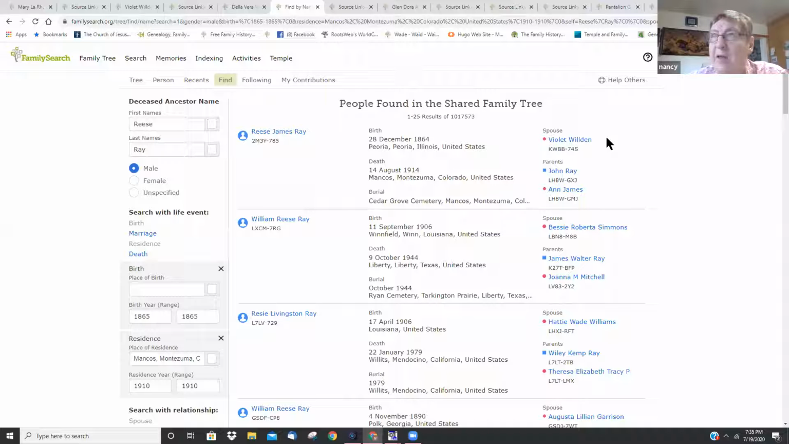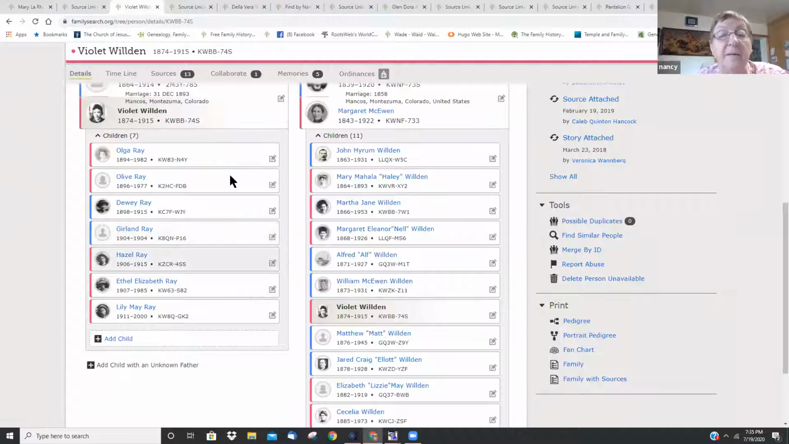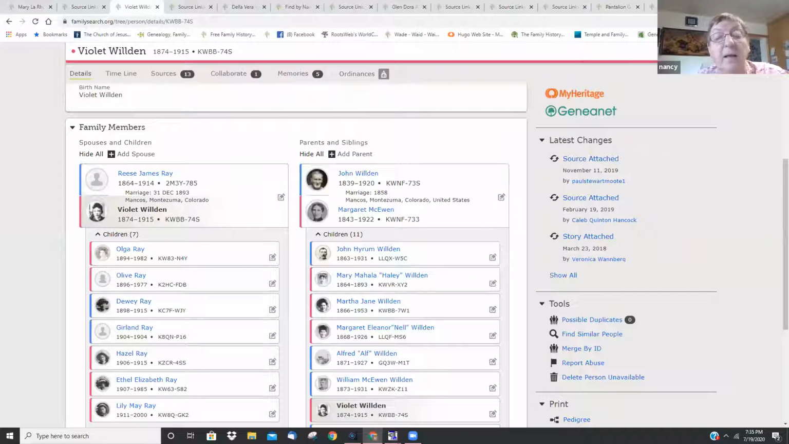Well, my great aunt Della Vera Wilden could very likely be married to Violet Wilden. So I can look up Violet Wilden, and as I look her up, I can go to details and look up her family. And I can see that Violet is John and Margaret Wilden's daughter. Well, that tells me who she is. John Hiram is my great-grandfather. So I can see that she's living with relatives.